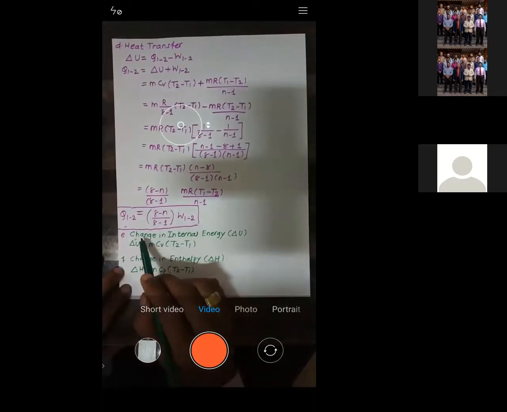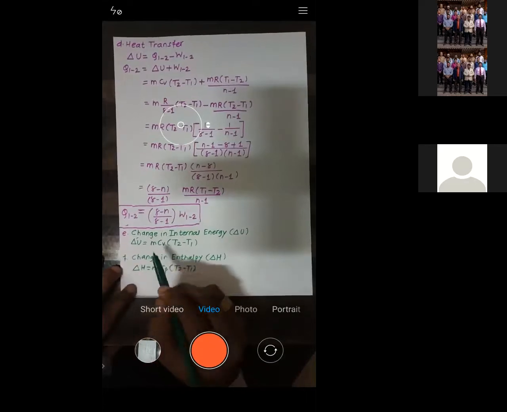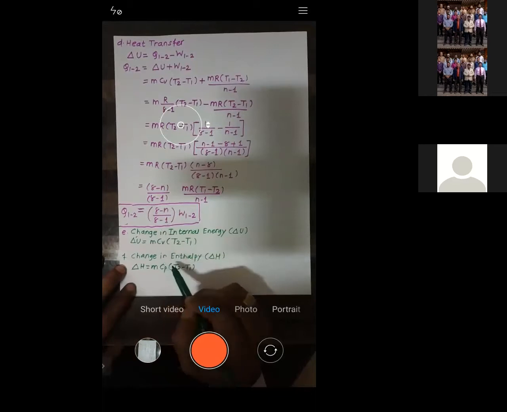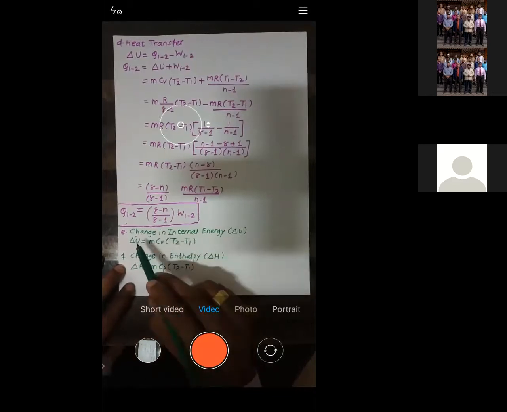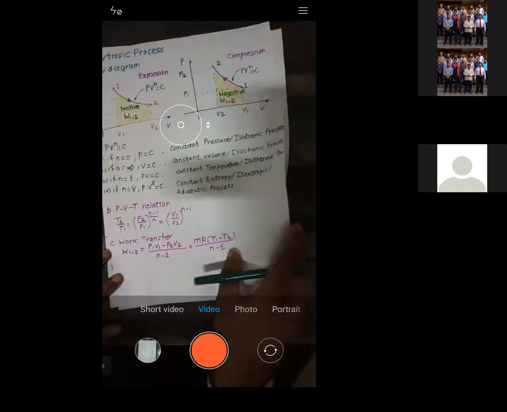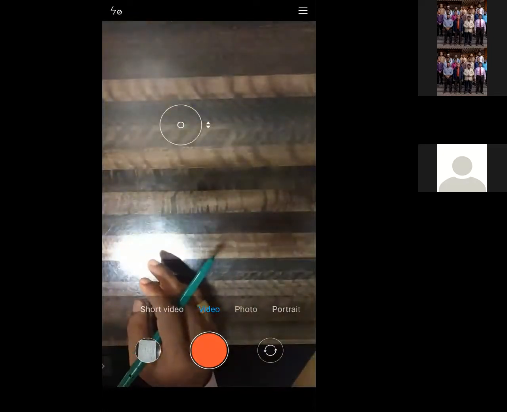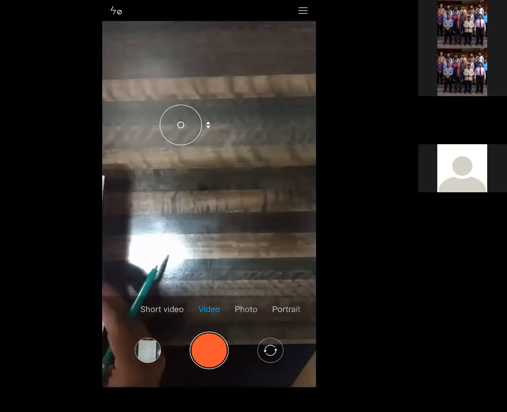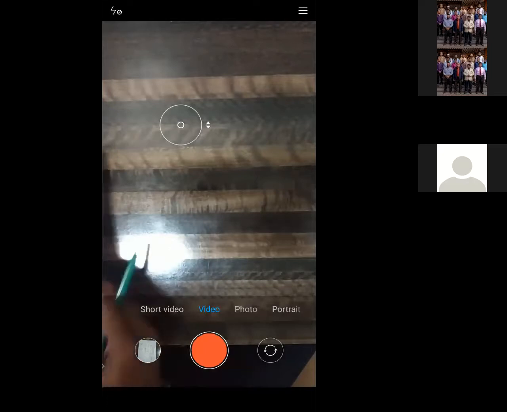Now we will go to the change in internal energy. See, these two formulas have been derived from the basic definitions of Cv and Cp, so these formulas remain the same irrespective of the process. Change in internal energy is related to Cv, and change in enthalpy is related to Cp. Is it okay? Let me know. Is it clear with this one? Is there any doubt?